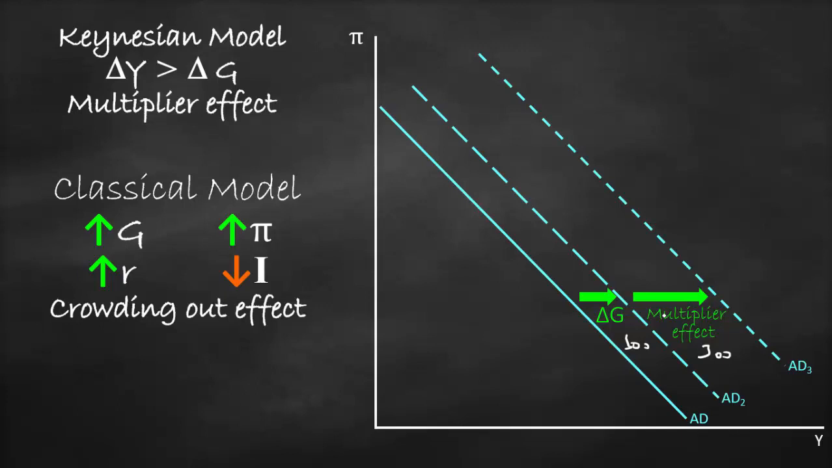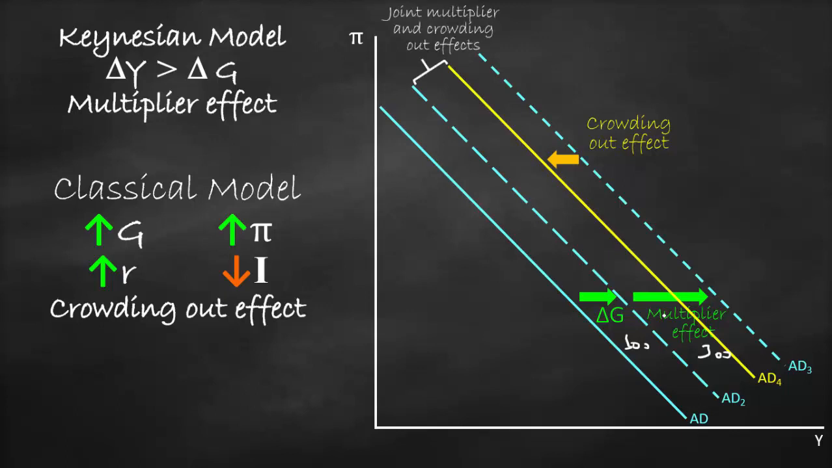Therefore, I know that increasing G will increase output, but at the same time, it will decrease investment. Therefore, our aggregate demand will decrease and it will shift backward here. And this is mainly because of the crowding out effect. Therefore, our net effect will be this one. So this is the joint multiplier and crowding out effect. So this is the effect after we take into account the multiplier effect, which over-exaggerates the effect of the multiplier, and the crowding out effect.